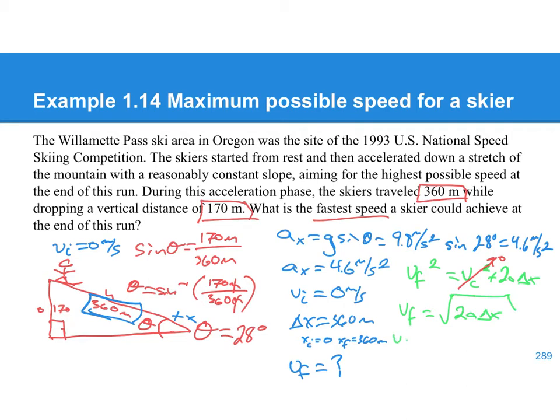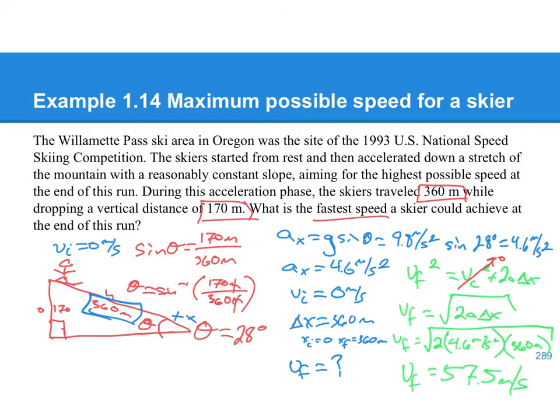And I go ahead and plug in. Oh my God, I'm so close to running out of room. 2 times 4.6 meters per second squared times delta X of 360 meters. And again, this is a theoretical maximum, not including friction. So I expect this number to be higher than potentially a reasonable value. So 2 times 4.6 times 360, and I'm taking the square root of that. All right, ready for this one?